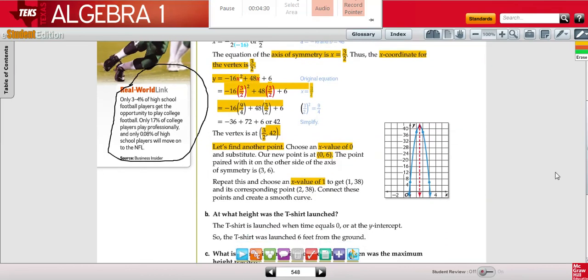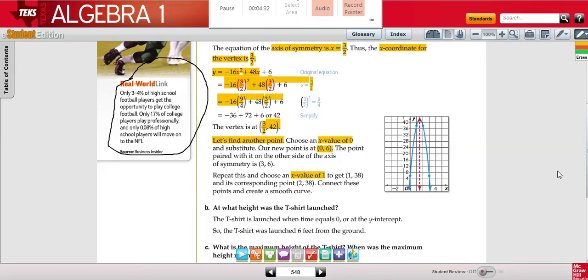The next part says, at what height was the t-shirt launched? So where did the t-shirt start? The t-shirt is launched when time is equal to 0, or when x is equal to 0. We've already found that value when x was equal to 0. We've already found that y-intercept. That was 6. So that means the t-shirt is launched 6 feet from the ground.